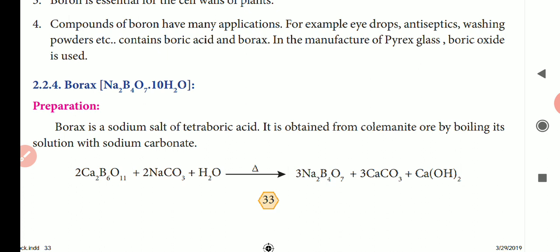It is obtained from the colemanite ore. Borax is mainly obtained from colemanite ore, which is the main ore of borax. What is the formula for colemanite ore? Ca2B6O11. The colemanite ore is boiled with sodium carbonate, which produces the sodium salt of tetraboric acid, along with calcium carbonate and calcium hydroxide.